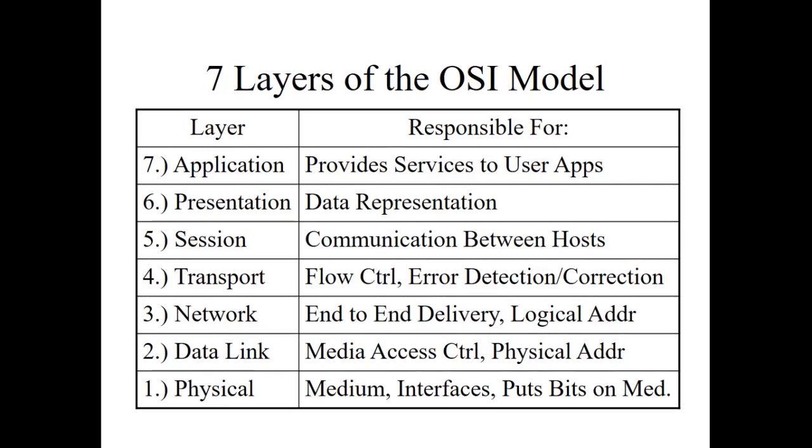Next is the transport layer, which consists of flow control and error detection or correction. The network layer is used for end-to-end delivery, and logical addressing of the data is done through the network layer. The next is the data link layer, which is used for media access control and physical addressing. The physical layer handles the different medium interfaces and puts bit by bit data on the medium in the ISO OSI model.